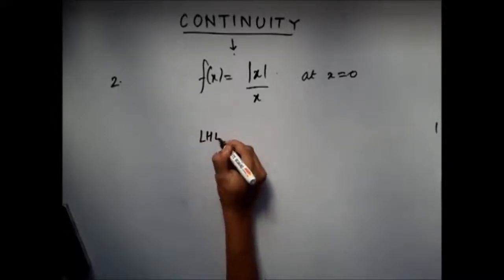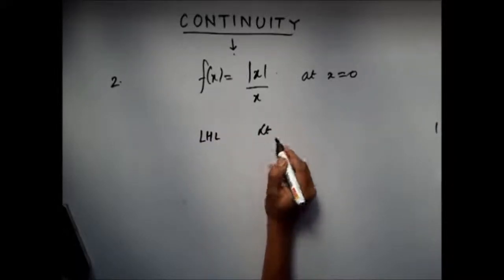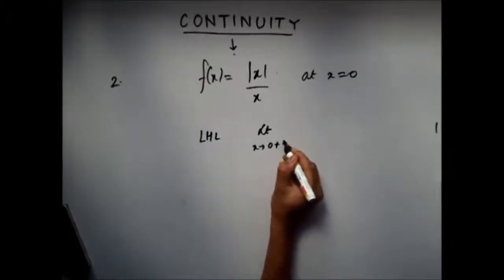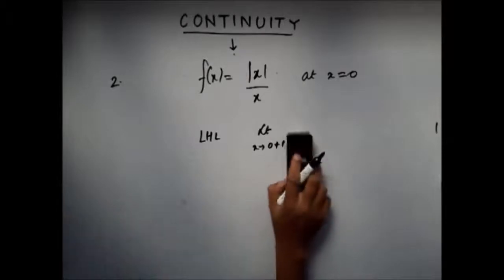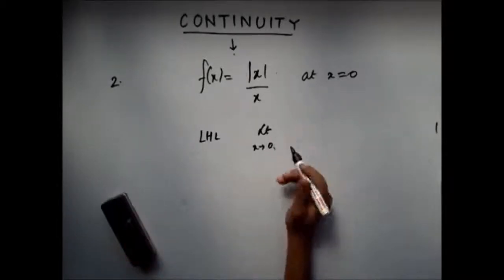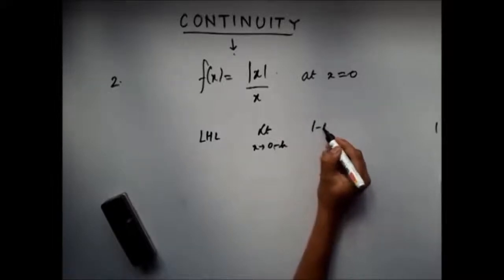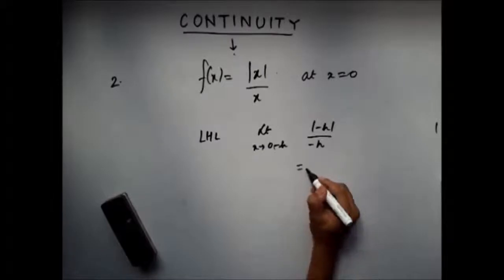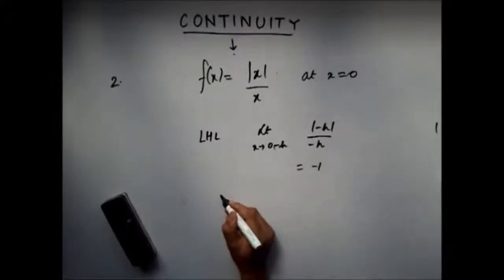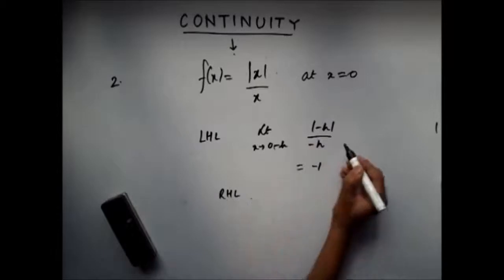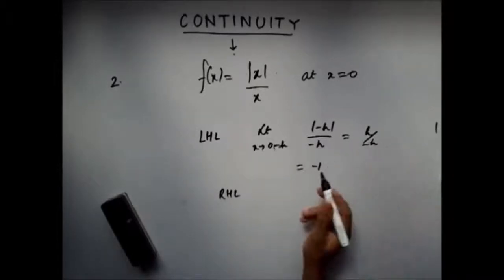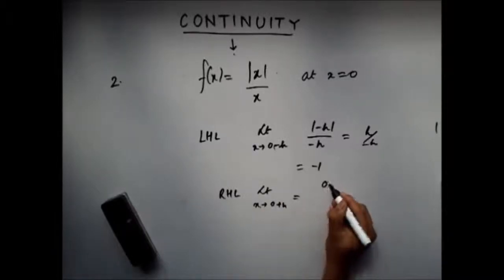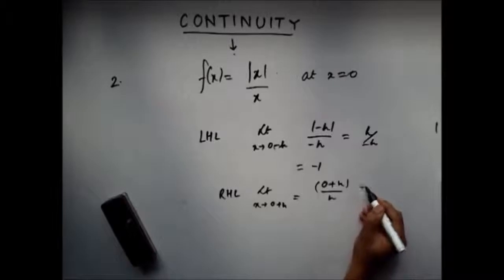Okay, find the left hand limit. The left hand limit, as you can see, is limit x approaches 0 minus h, right? Since it's the left hand limit. Minus h. So this is equal to minus 1. Right hand limit. Okay. So this is equal to plus 1.